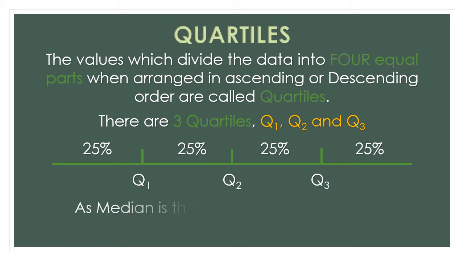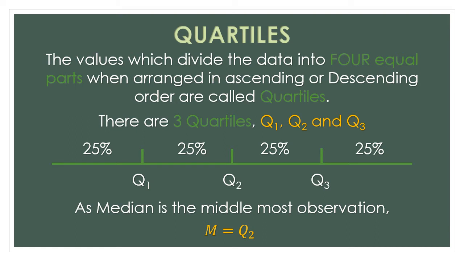Now, remember one other thing, that median is the middlemost value of the observation. That means it divides the data into two equal parts. So, which is the middlemost value in the quartiles? That is Q2. That means median is equal to Q2. Whether you calculate the median or you calculate the Q2, the meaning is the same because median and Q2 both are the exact middle of the data. Let's move forward to the next.